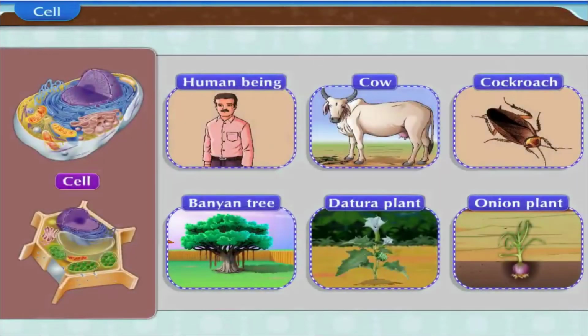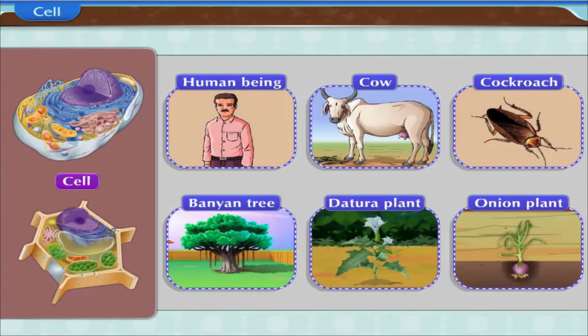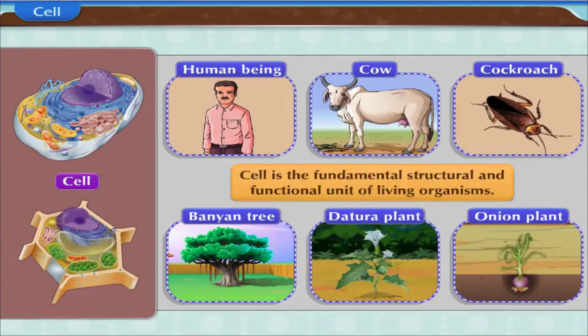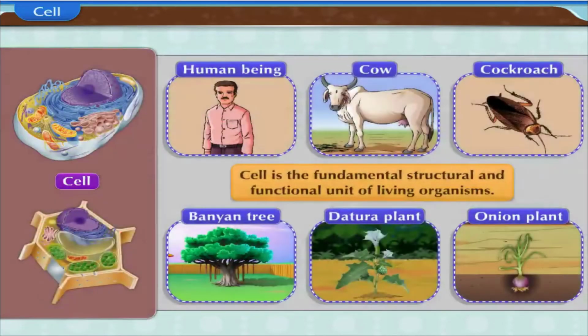Cell. We have already learned that cellular organization is the primary characteristic of all living organisms, and that the cell is the fundamental structural and functional unit of living organisms. But have you ever given a thought to exactly how the cells organize and make up an entire organism? Come, let us understand this with the help of an example.